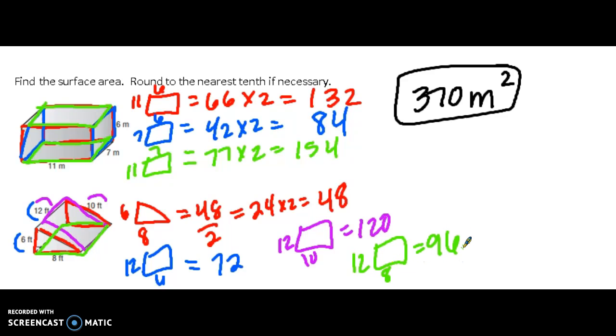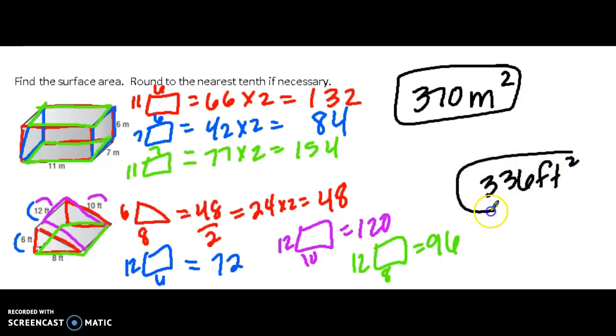So I'm going to add all of those together. 48 for my 2 triangles, plus 72 for my left rectangle, plus 120 for my right rectangle, and then add 96 for your bottom rectangle, and that's 336 square feet.